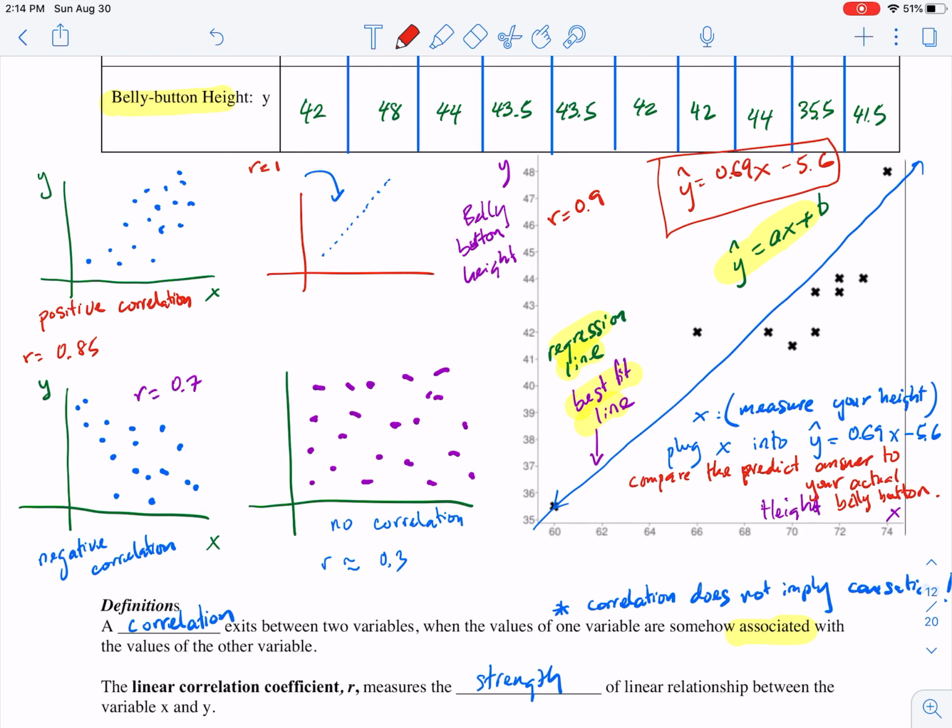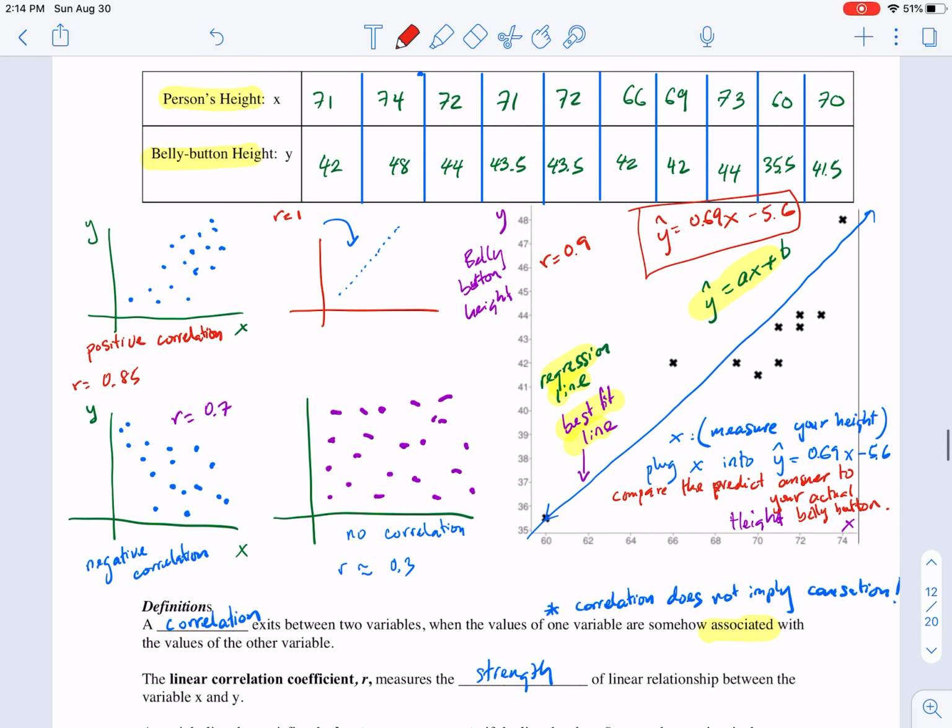Okay, so that's pretty much it. Given a data set, we plug it into the calculator, tell the calculator to perform regression analysis on it, and then we get a model. Use that model to predict things outside the data set, and depending on how strong the relationship is, how close these points are to each other, we might get a good prediction, or we might get a bad prediction.